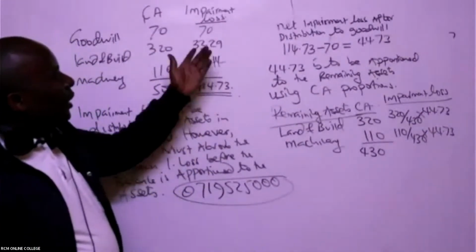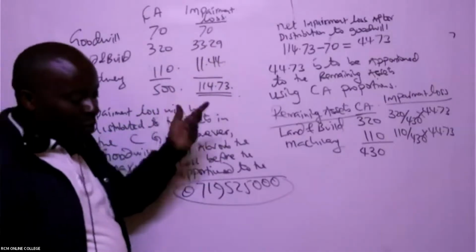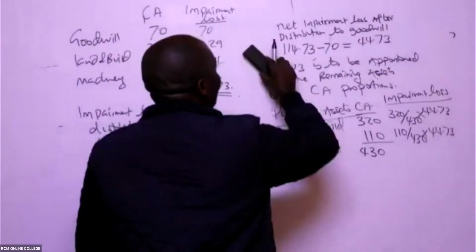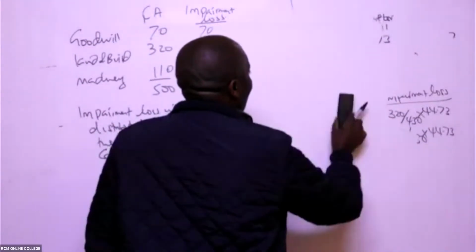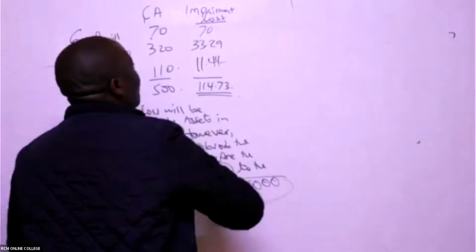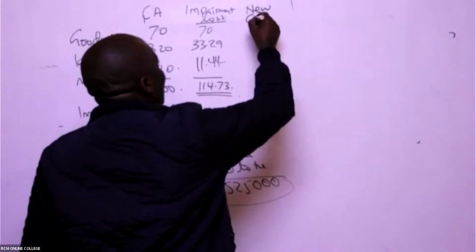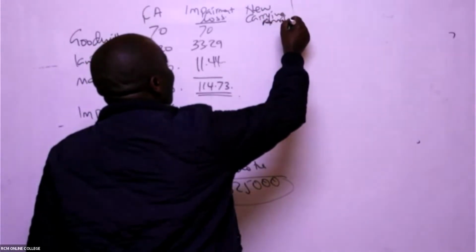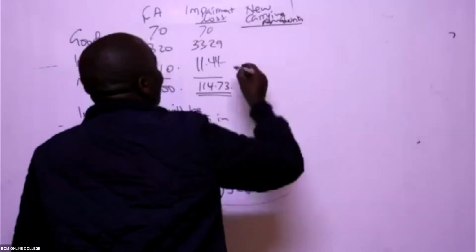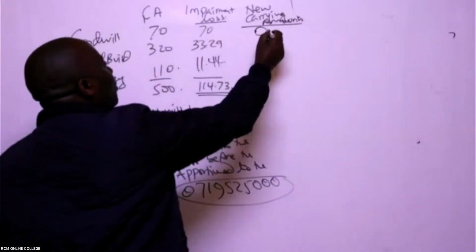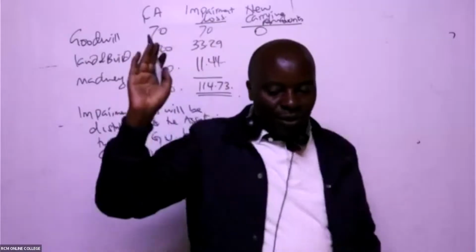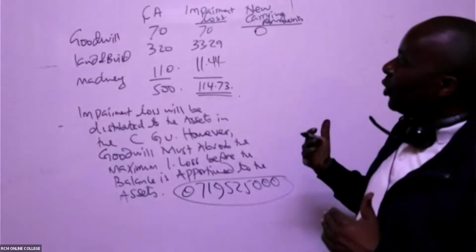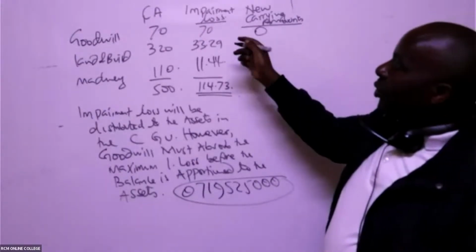And then give me the last column, which is the new carrying amount. The new carrying amounts, what do we have here? So 0, goodwill is extinguished. Because remember, loss is the impairment loss, you reduce the value. So you're subtracting, so the net.